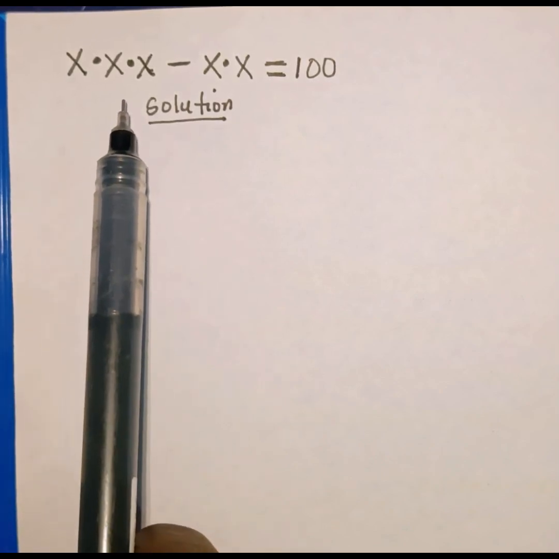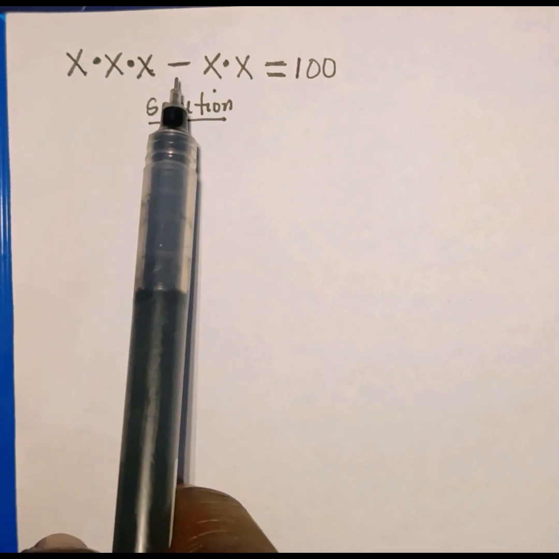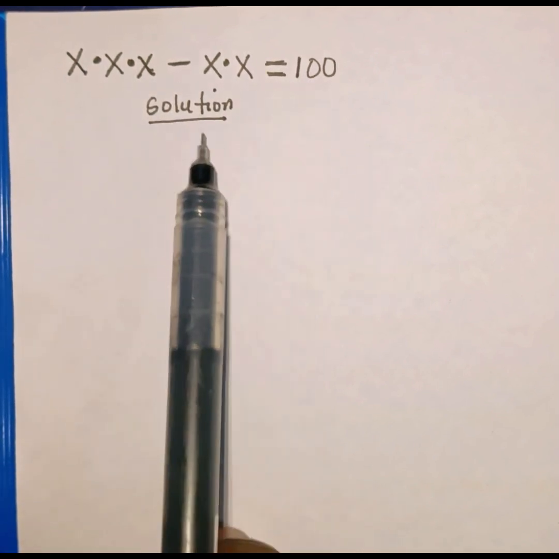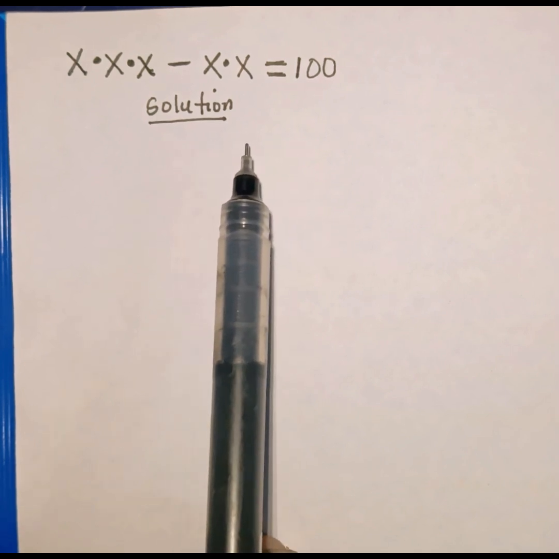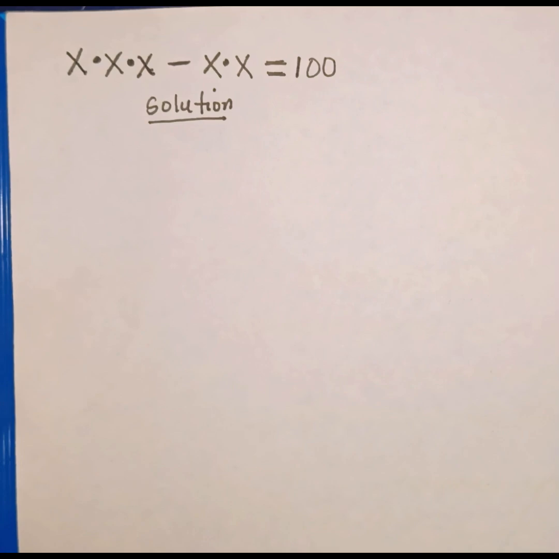We're going to solve for the value of x from this given equation. We're given that x multiplied by x multiplied by x minus x multiplied by x is equal to 100. Then we're asked to solve for all the possible values of x that will satisfy this equation, whether real or a complex solution. Now let's start.